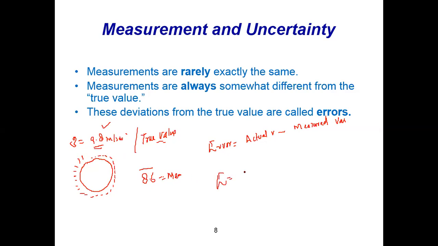Error is equal to actual value minus measured value, and we also use the absolute value. The actual value is 9.8 minus the measured value 8.6. So 9.8 minus 8.6 equals 1.2. We call 1.2 the error. Correct? Okay.